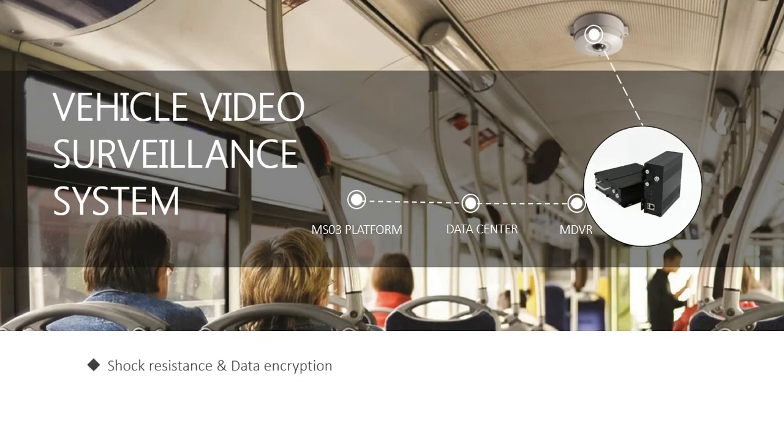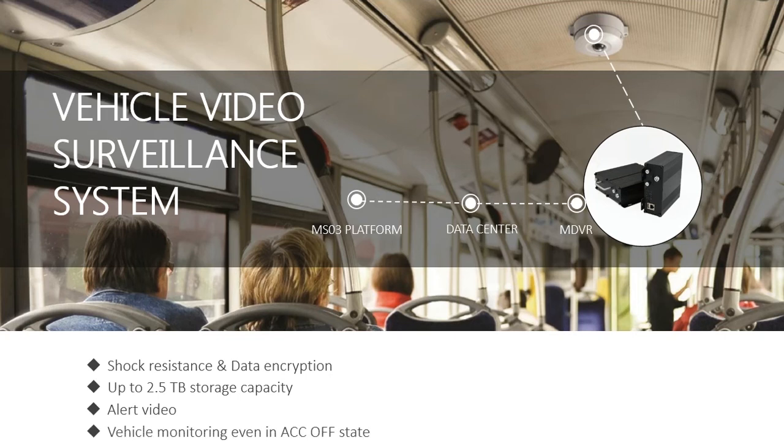Its shock resistance function protects the device and hard disk from being damaged easily, and this last step ensures data encryption. For capacity, the hardware version can support up to one hard disk with 2 TB storage and one SD card with up to 512 GB storage. Additionally, it supports alert video and vehicle monitoring, even in ACC off state.